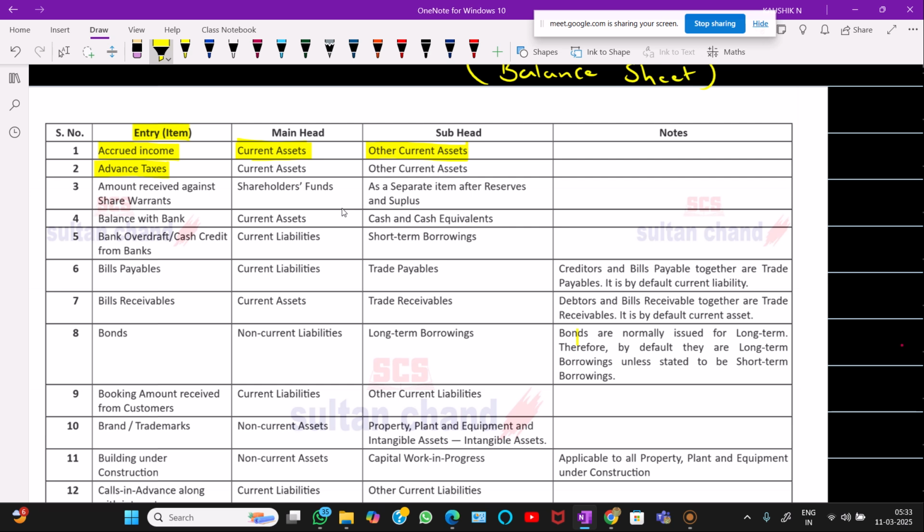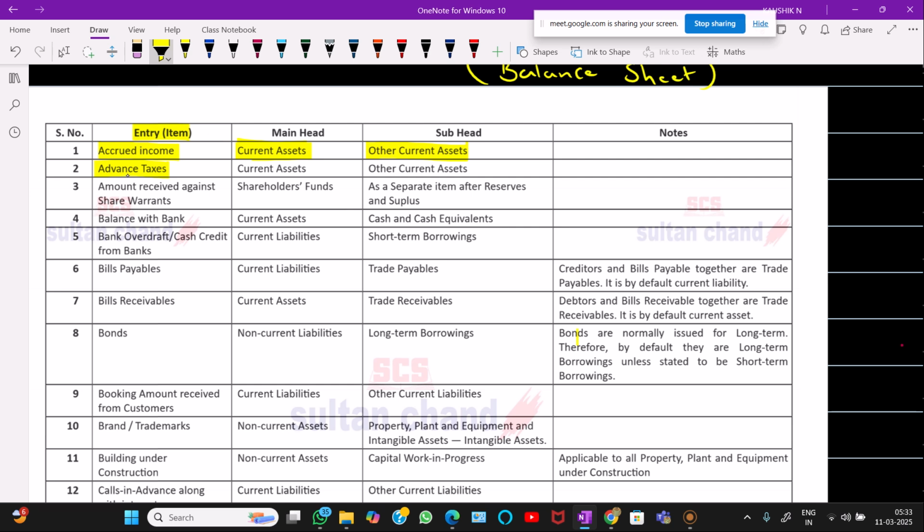Now tell me whether it's an asset or liability. Prepaid expenses. Asset, sir, it is an asset.